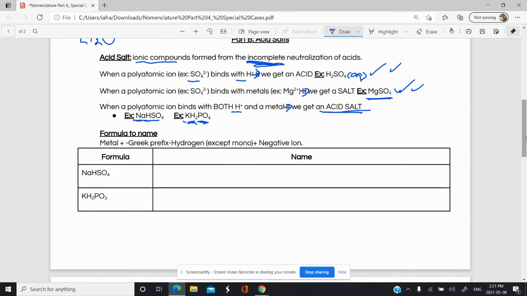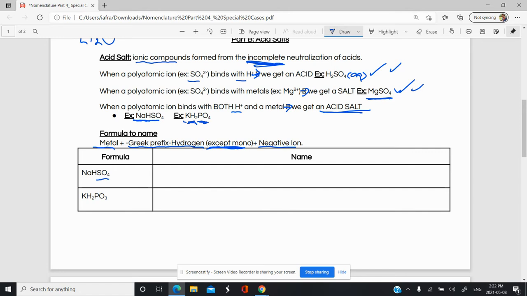So when you're naming these, what you do is you want to name the metal first. You'll use the Greek prefix to state how many hydrogens you have, except for mono. You wouldn't put mono if it's only one hydrogen. And then you name the negative ion. You name the polyatomic ion that's there.